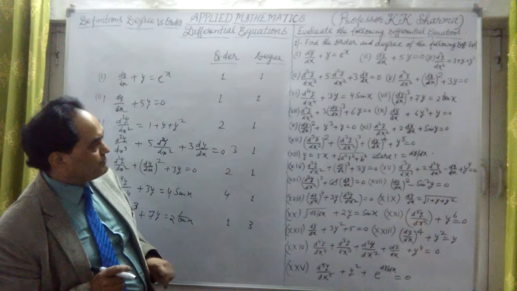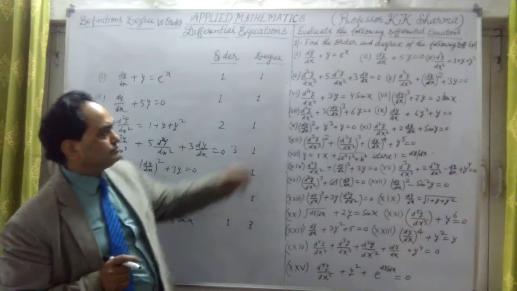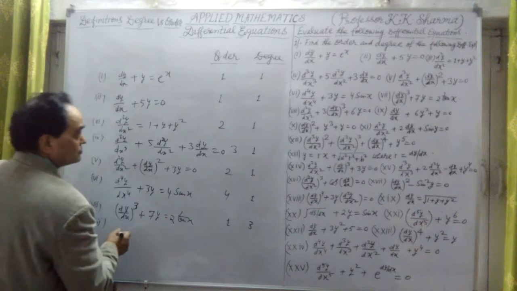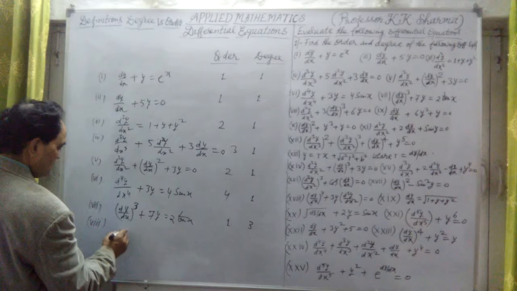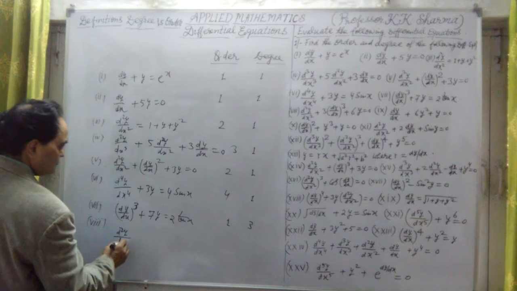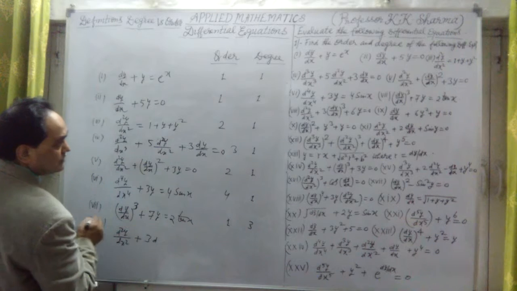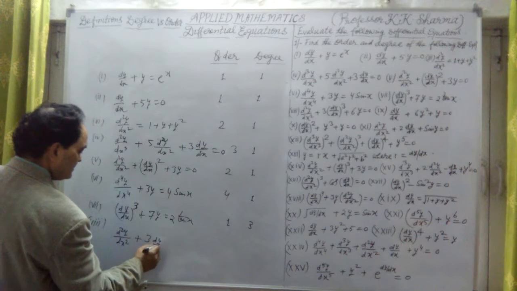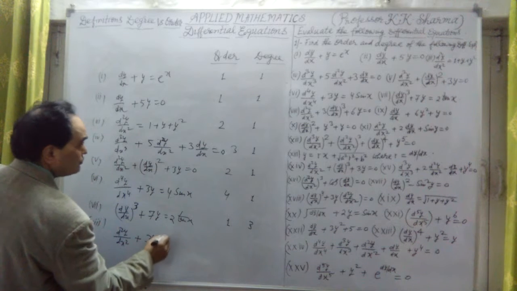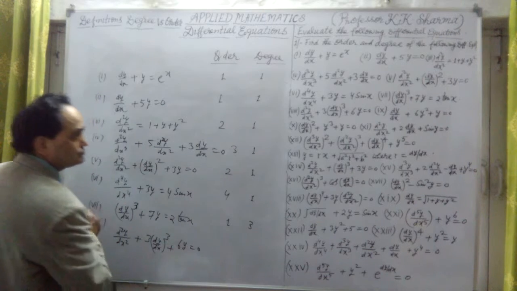Now 7th or 8th. Question number 8. Okay, now question number 8 is this one. This is d square y by dx square plus 3 into (dy by dx) whole cube plus 6y equal to 0.